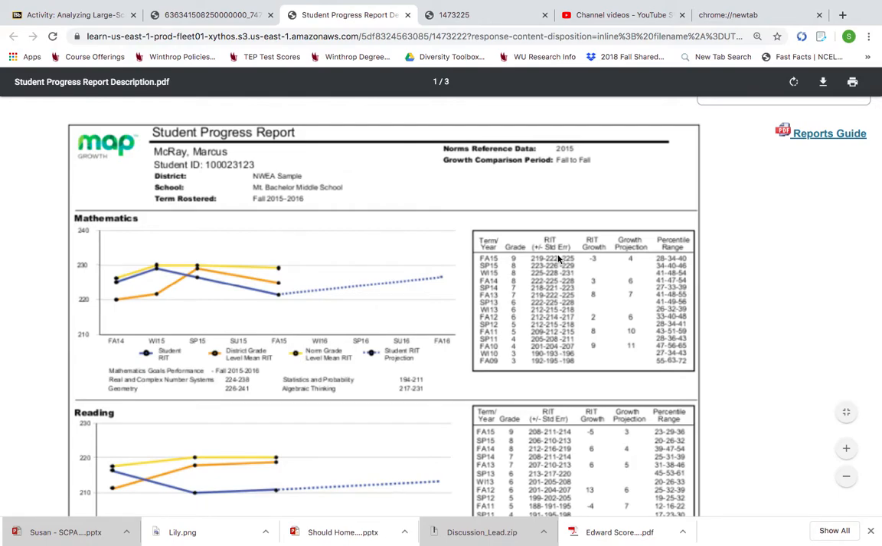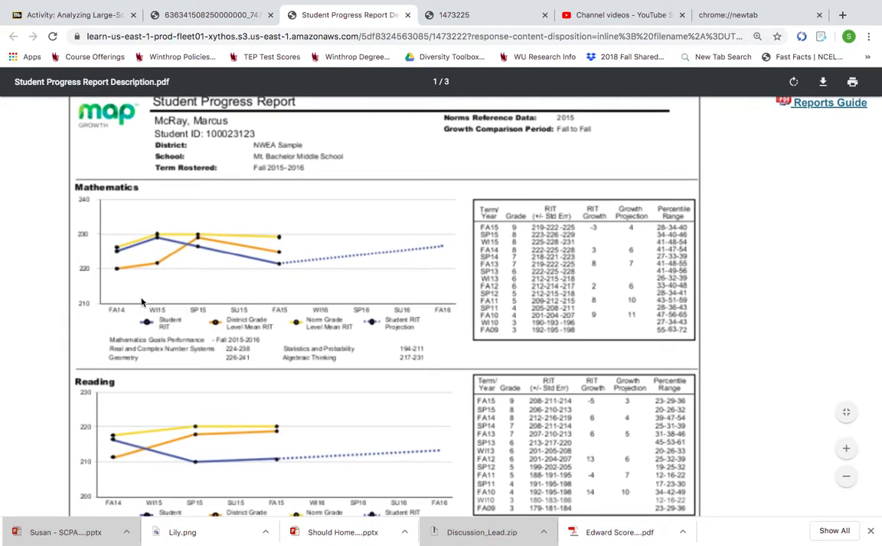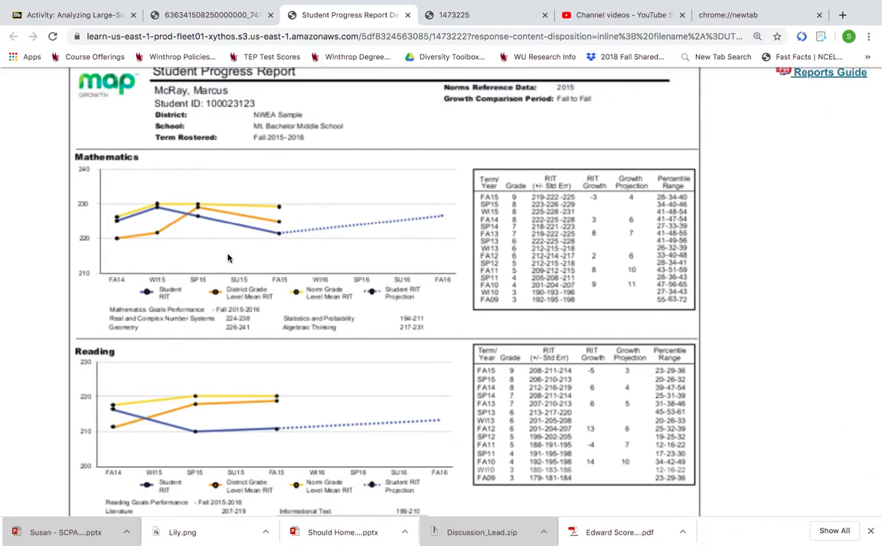Okay, so this is where reliability comes in. That's why they give you this range. But the true score, or I'm sorry, the observed score in this case was a 222. Same thing with percentile range. The observed range was 34. Another thing to note with MAP is that it's tracing progress season by season, right? So we have fall, winter, spring. And it also is helpful because it presents that information alongside the district and the national norm.